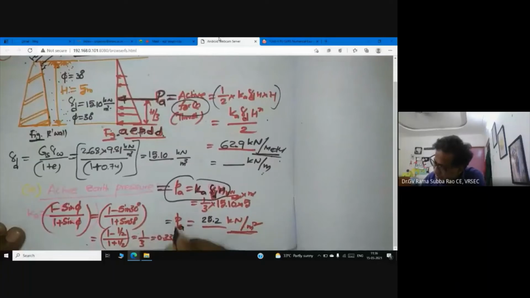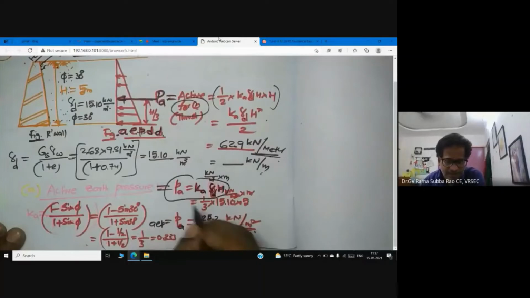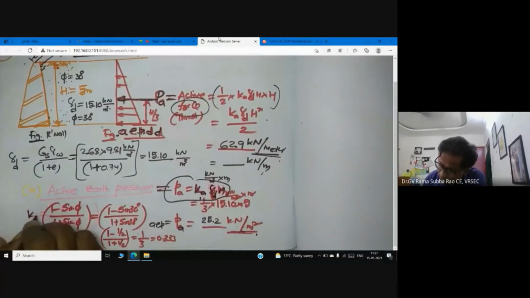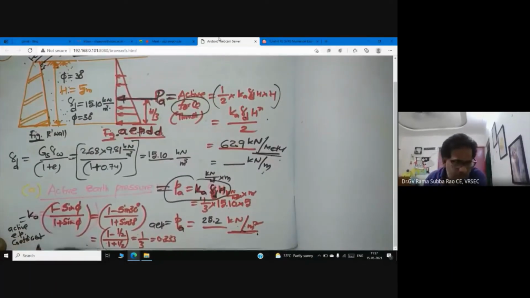PA, active earth pressure. The units are very clear, kilonewton per meter square. Someone can ask me, how can you say kilonewton per meter square? Kilonewton per meter cube into meter. What I'm getting at the end, because Ka doesn't have any units. Ka means active earth pressure coefficient. In other words, you can write coefficient of active earth pressure. It is up to you.